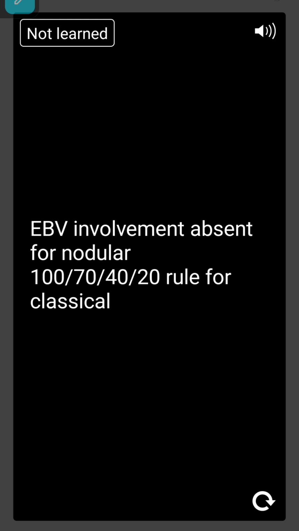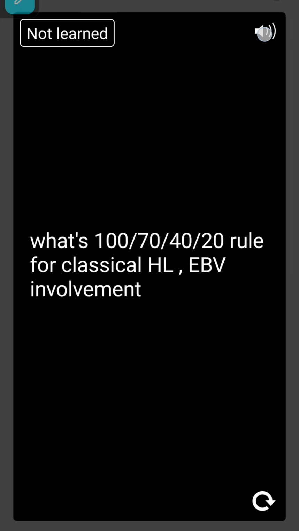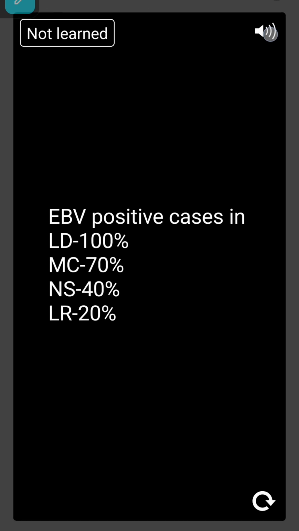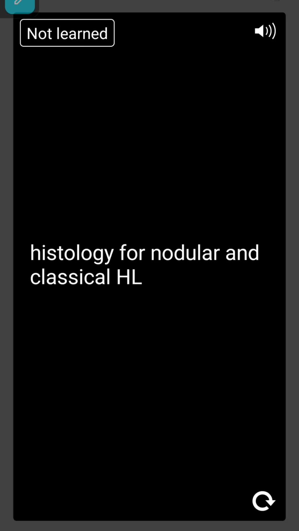The 100/70/40/20 rule for classical HL. What's the 100/70/40/20 rule for classical HL EBV involvement? EBV positive cases in LD 100%, MC 70%, NS 40%, LR 20%.